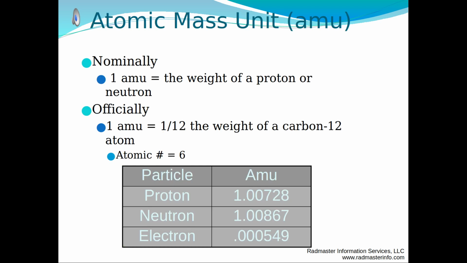Atomic mass unit, abbreviated AMU, is defined as 1/12 the mass of a carbon-12 atom. That is a carbon atom with 6 protons and 6 neutrons. However, atomic mass commonly refers to the sum of the numbers of protons and neutrons for any atom. As you can see, the AMU is approximately the mass of either a proton or a neutron, while the mass of an electron is considerably less.